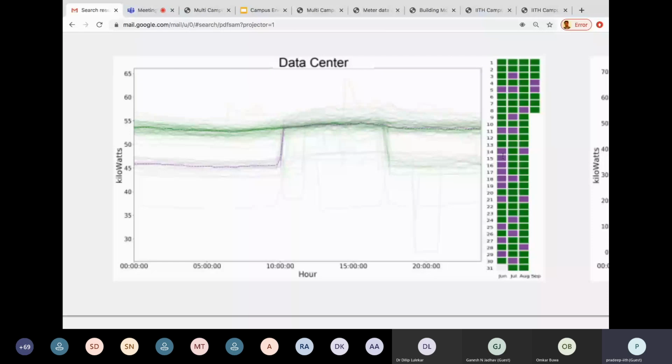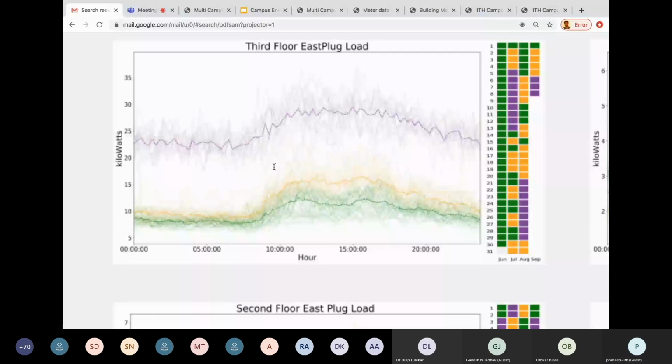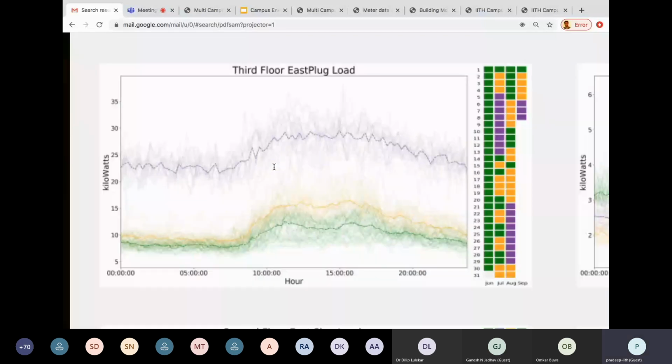So again, such things we can notice here. One final example I will show from this one. Here you can notice that this is a third floor east wing plug load. That is a description of the meter. And what you can notice here is what a typical load curve is.